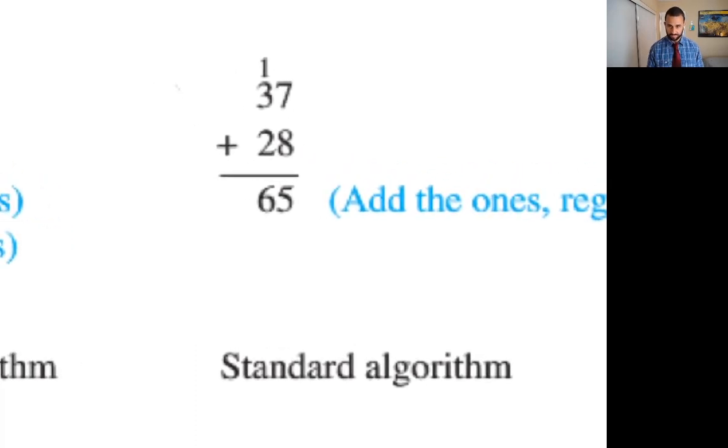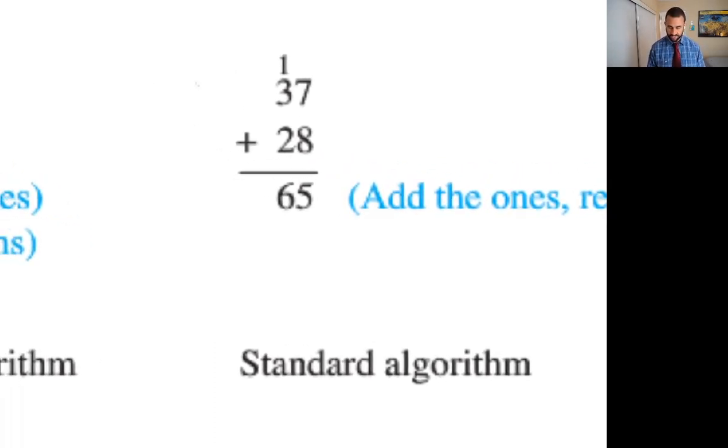I'm just going to zoom in on this kind of pixely picture here. So this is exactly what you would do if you wanted to add 37 plus 28 using the standard algorithm. You add the ones, and then remember you're supposed to carry this one and put it up top right there. And then you write 5 down here, because 7 plus 8 is 15, and you write the 1 up top over in the tens column because there's 1 ten, right?